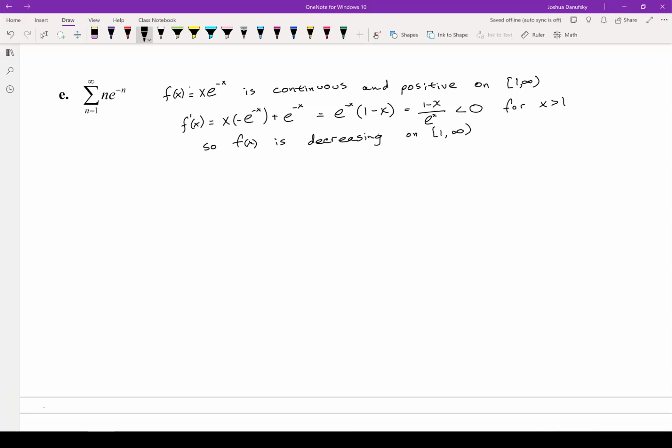So now we apply the integral test. We can integrate this using integration by parts. The tabular method is quickest. You can pause the video and do that on your own.